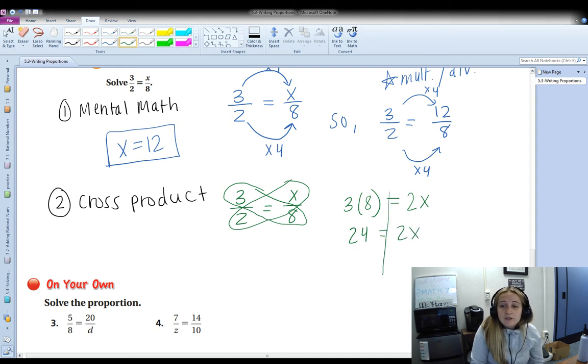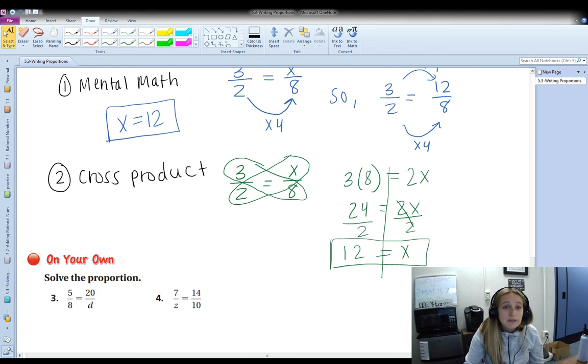And now we literally just solve for x. In order to solve for x, I know I need to divide by 2, going back to chapter 3 and chapter 4. These cancel, and I'm left with x equals 24 divided by 2, which is 12. Notice, did we get the same answer for x both ways? We did. We got x equals 12 for both ways. So cross product and mental math, both good tools. However, you won't always be able to find it using mental math. So that's why the cross product is important, and that is why it's important that we have our algebra skills.